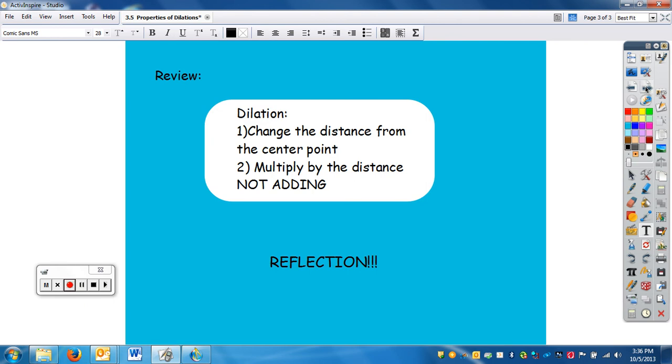So dilations, you're changing the distance from the center point. So you find how far each point is from the center, and then you take that distance and take it times the scale factor. So you are multiplying. You are not adding. That's the biggest mistake you can make with a dilation or any time you're doing scale factors, which we'll be doing a lot with, not only in this unit or units in the past or interdisciplinary unit that we're going to be doing also.